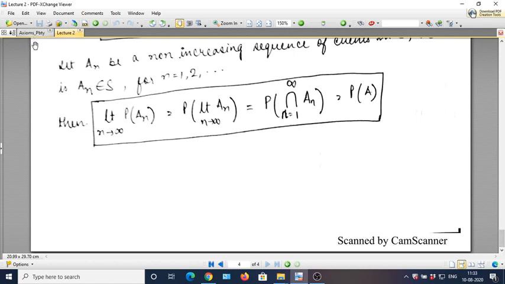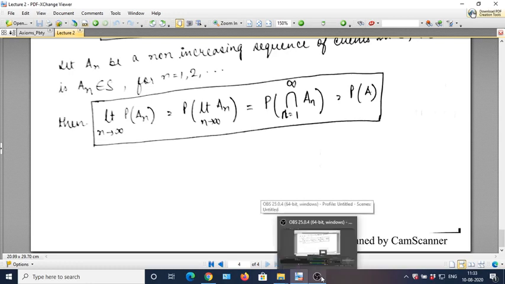Now with this in mind, we will again go through the axioms of probability. We will stop at this point.